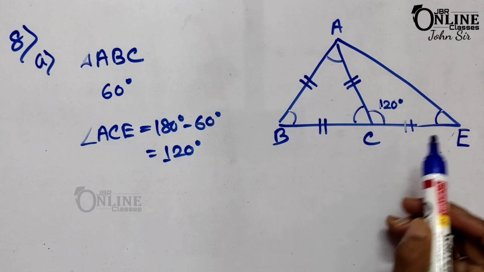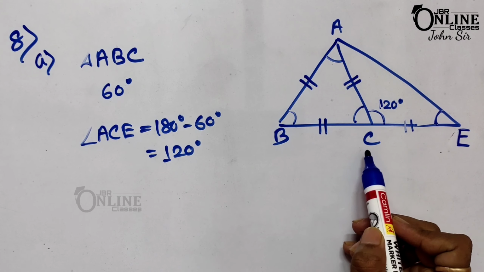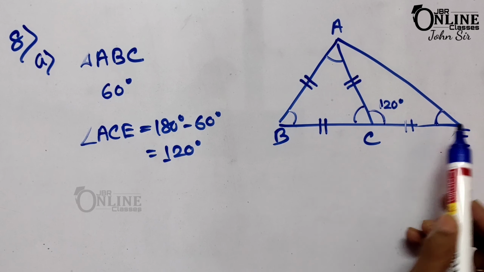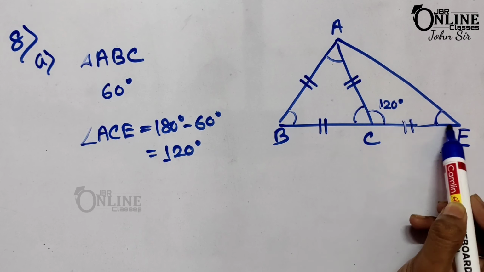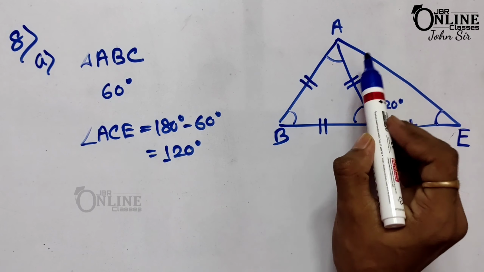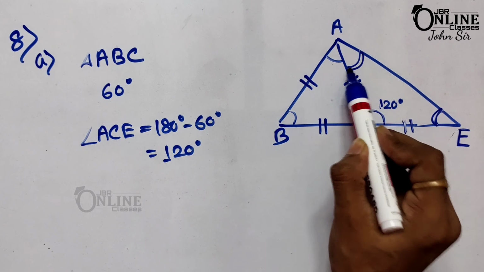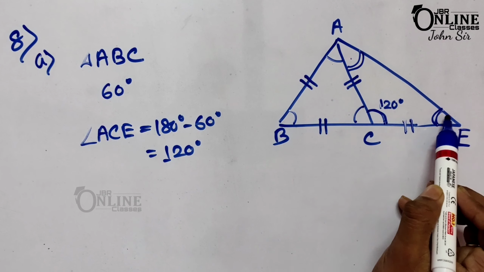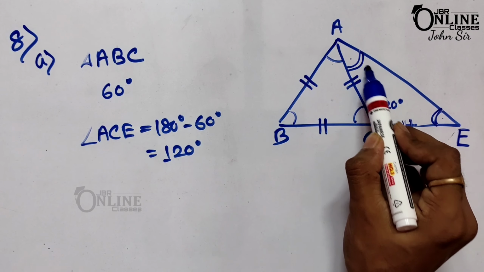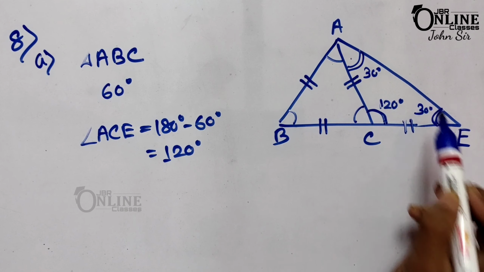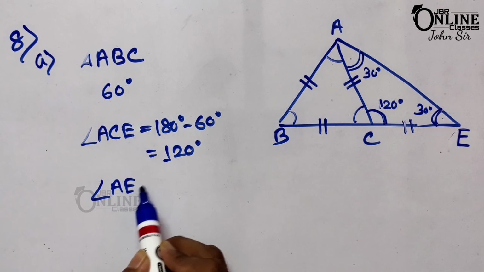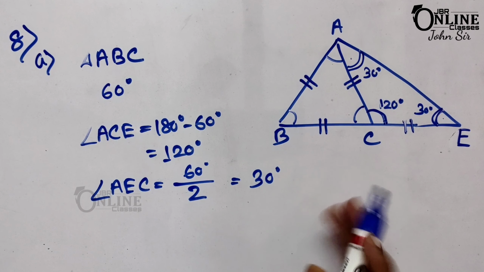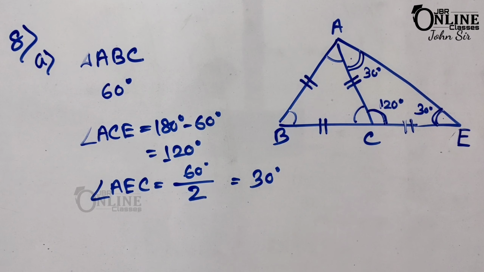It's very easy. Now the next thing is you have to find out this angle. In the triangle ACE, it's an isosceles triangle because CE equals AC. Definitely these two angles will be equal. So if this one is 120, then the rest of the two angles add up to 60 degrees. So this one is 30 and this one is 30. So angle AEC equals 60 by 2, that equals 30 degrees as your answer.